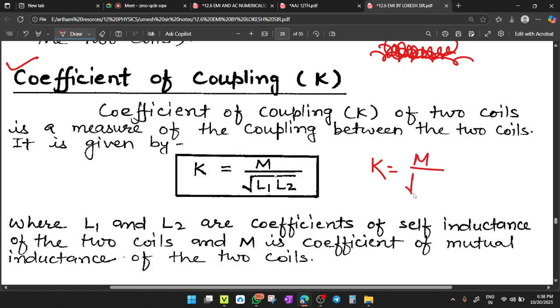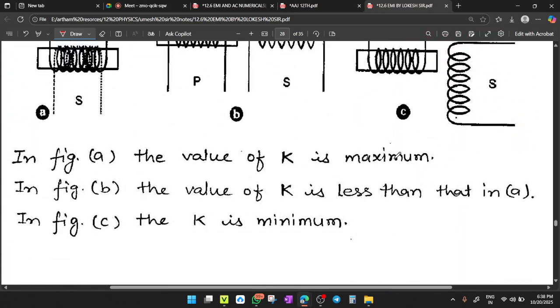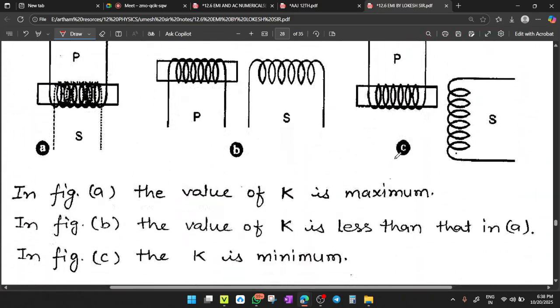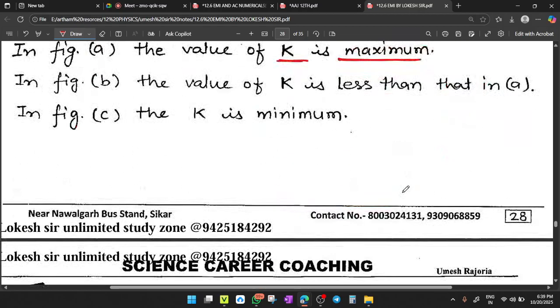Make k one. M equals to under root L1 L2. Remember this formula only. See the cases. For figure A, the coefficient of coupling is maximum. For the second case, the coupling is less than in the first case. And here the coupling is minimum because only this much amount of flux will link. Yes or no?